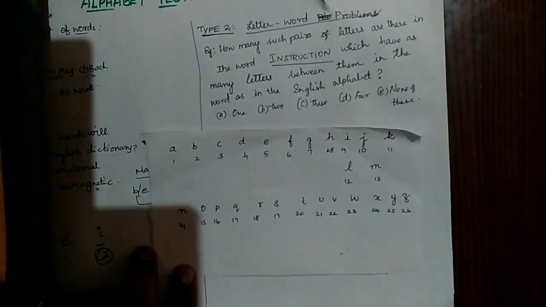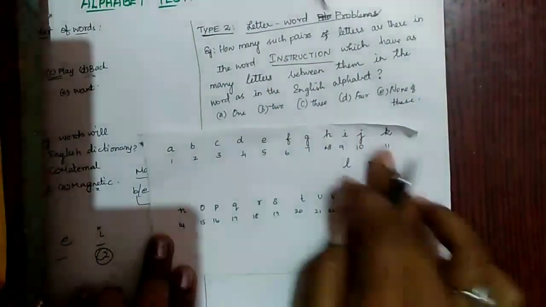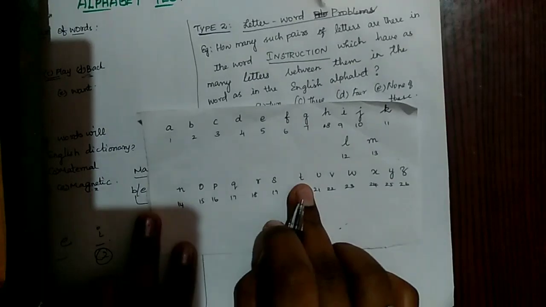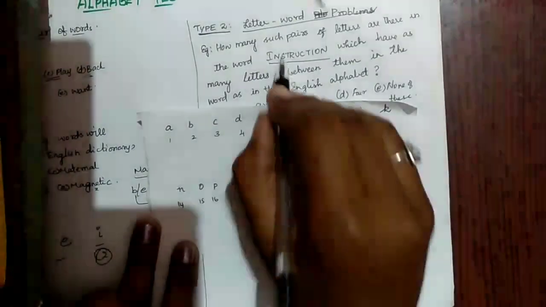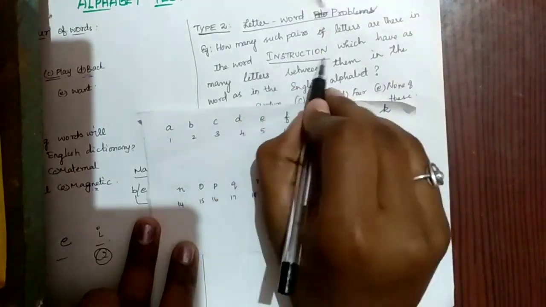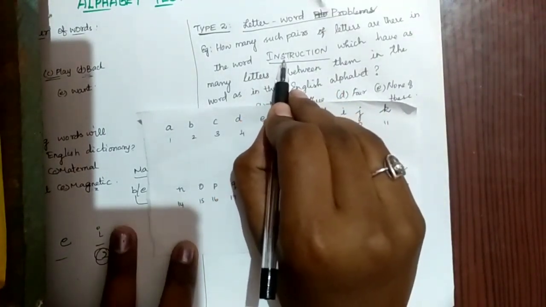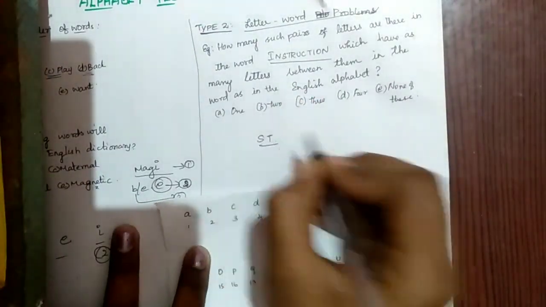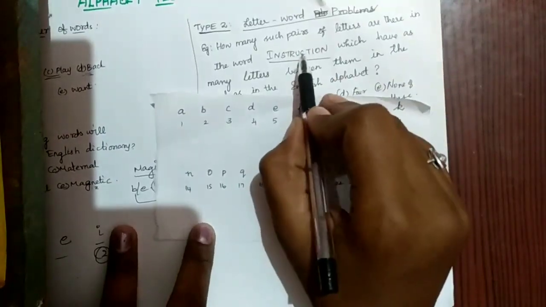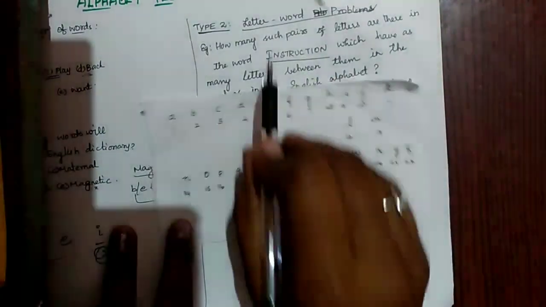Next we check S and T. In alphabetical order, do S and T come next to each other? Yes, T comes next to S. Also in the word "instruction", T comes next to the letter S. So this is a pair. Next we check T and R. Does it match here? No, this does not match.